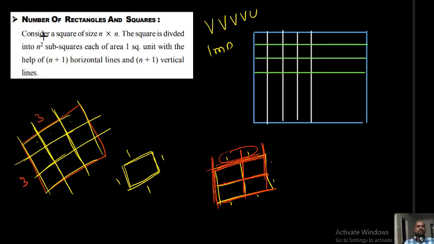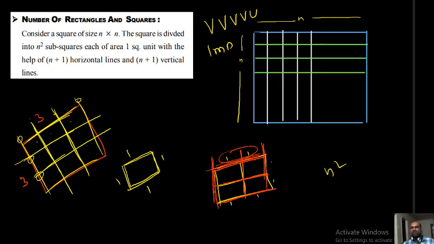Listen students. Consider a square of size n by n. Here this is n by n. This side is length n. This side is length n. The square is divided into n squared subsquares, each of area 1 square unit. How can you draw? Here, length 3. What I did: 2 vertical lines are drawn, alright, 2 are there. Another 2 are drawn. Alright, 2 horizontal lines. Another 2 horizontal lines are drawn, to divide this bigger square into n squared smaller squares, each of side 1 unit.